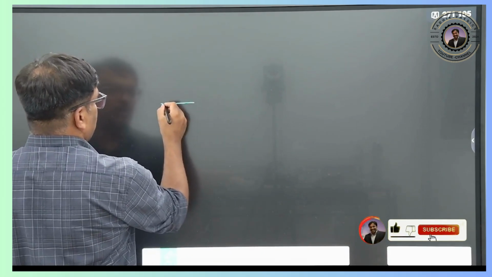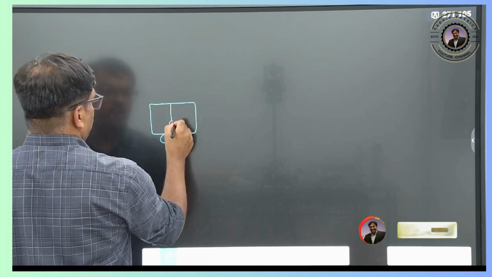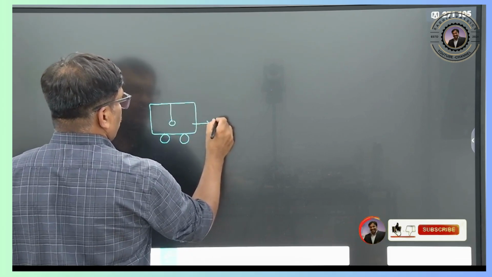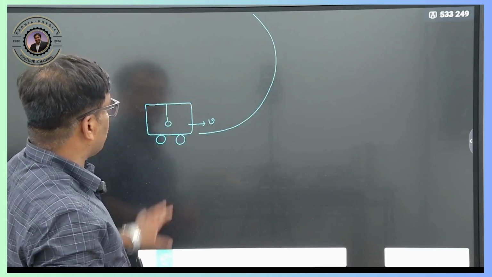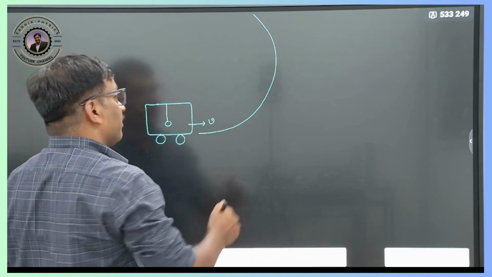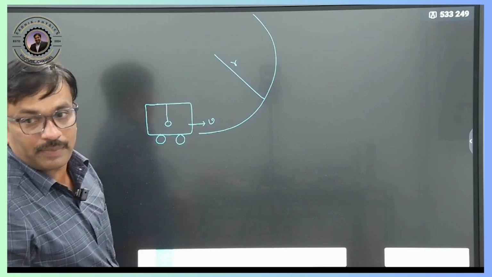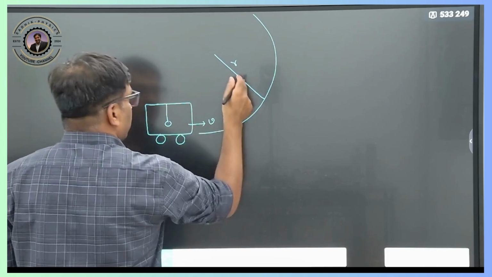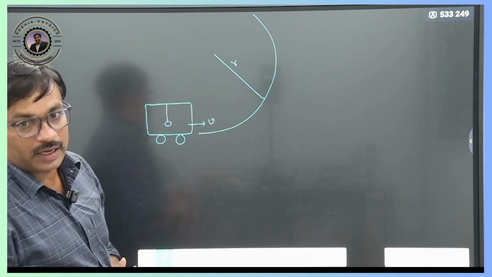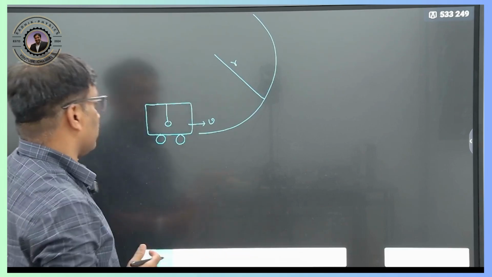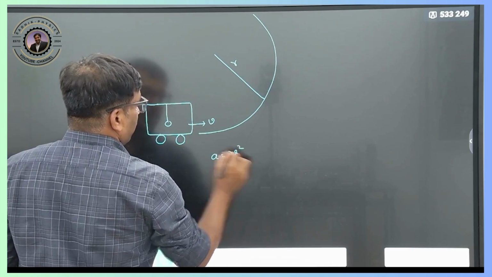Suppose on this trolley there is a pendulum. This trolley is going with a constant speed, but in a circular path of radius r. Then what will be the time period now? When it is going in a circular path, it will experience a centripetal acceleration. So what will be the acceleration here? That is nothing but v square by r.